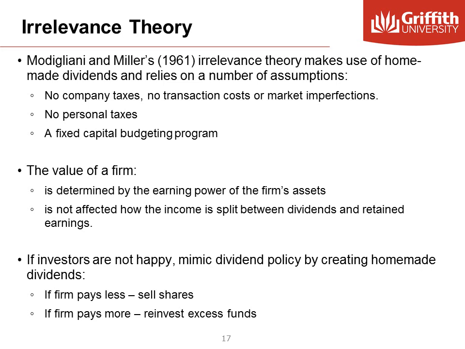This irrelevance theory proposed by Modigliani and Miller has a few strict assumptions, such as no company taxes, no transaction costs or market imperfections, no personal taxes, and a fixed capital budgeting program. Miller and Modigliani, M&M, showed that dividend policy cannot impact company value in a world without market frictions. They showed that dividend policy was irrelevant in the same way they proved that capital structure was irrelevant, in the absence of costs and taxes.